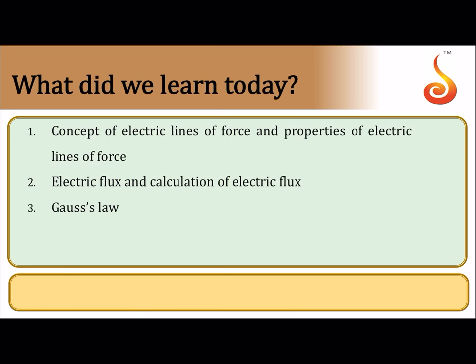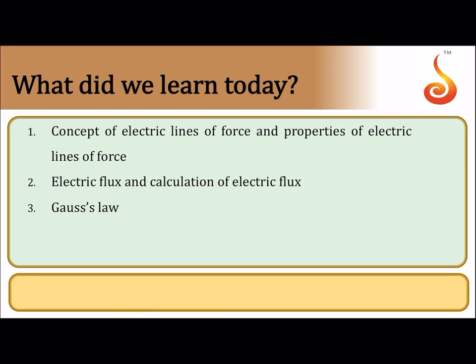Electric lines of force do not intersect. They start on positive, end on negative. They will not form closed loops. They will be normal to the surface of a conductor, and they will never intersect. These are some of the properties of lines of force you learned. You learned the concept of electric flux. Electric flux is a measure of the number of lines of force that pass through a given surface.